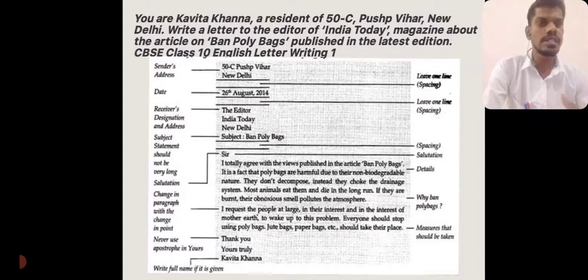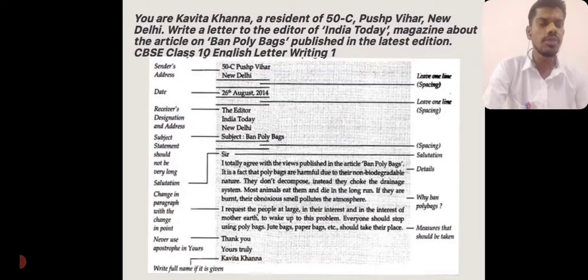Then the receiver's address. Whenever you are writing a letter to the editor, for the receiver's address you write the editor, followed by which newspaper it is. Here it is the Editor, India Today, followed by where it is, New Delhi. After that you give a space and write the subject. What is the subject here? Ban poly bags. As I told you, the subject should not be very long, it should be very short. You can see that it is only 3 words.